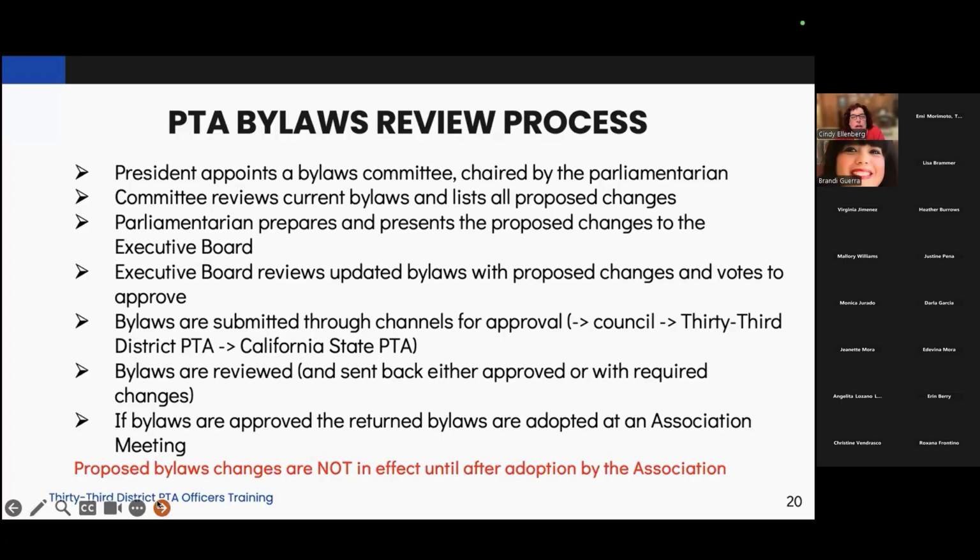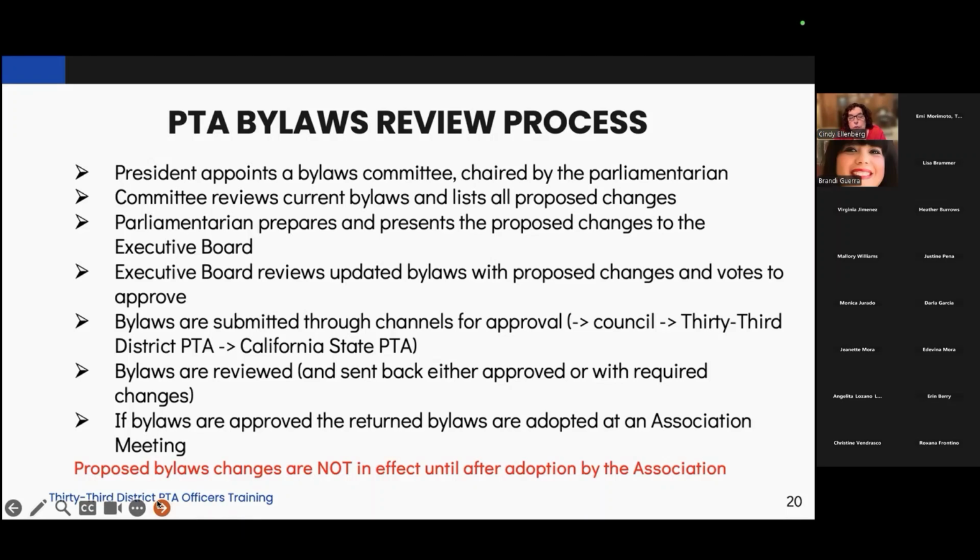At each level, they are to be reviewed, and any corrections or requirements that are not listed need to be corrected before sending up so that it streamlines the process and hopefully gets your bylaws approved quicker. Bylaws are reviewed and sent back either approved or with required changes from state PTA back to 33rd, who sends it on to council, who will send it on to the units.